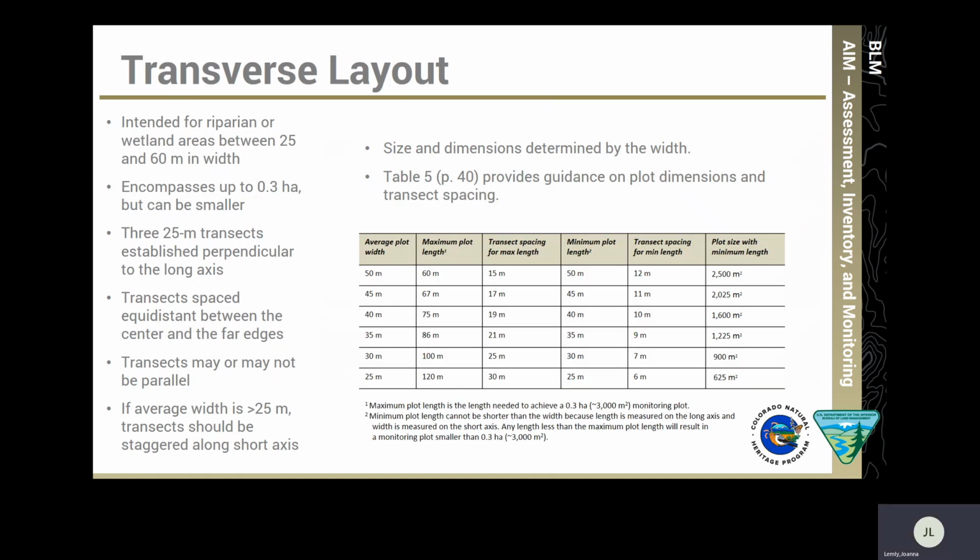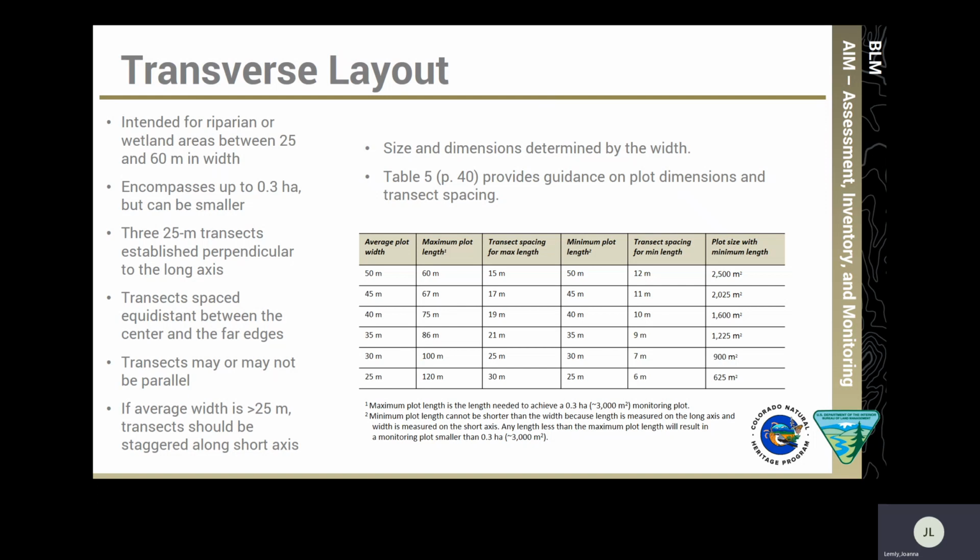The size and dimension of a transverse layout are determined by the width of the riparian or wetland site. Table 5, which is on page 40, provides guidance on plot dimensions and transect spacing. Be sure to read the footnotes so that you understand this table. The footnotes explain that the maximum plot length is the length needed to achieve 0.3 hectares or 3,000 meters squared.